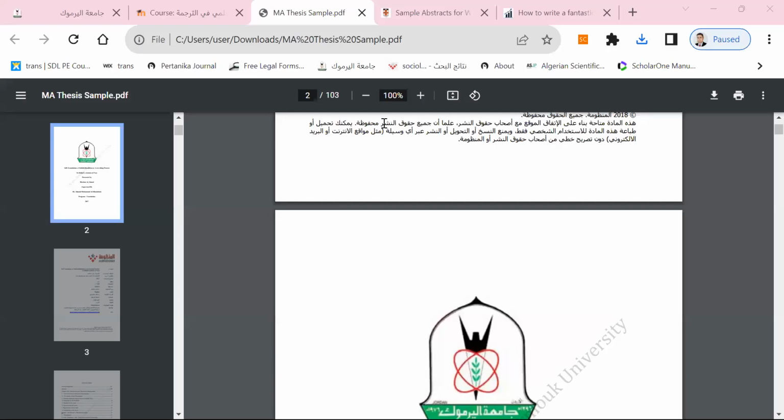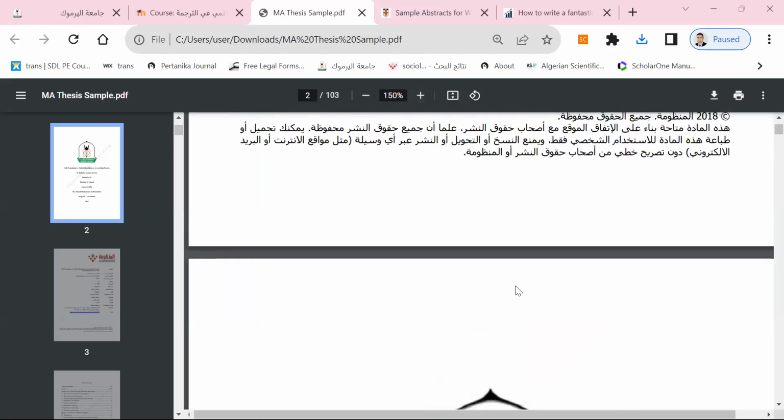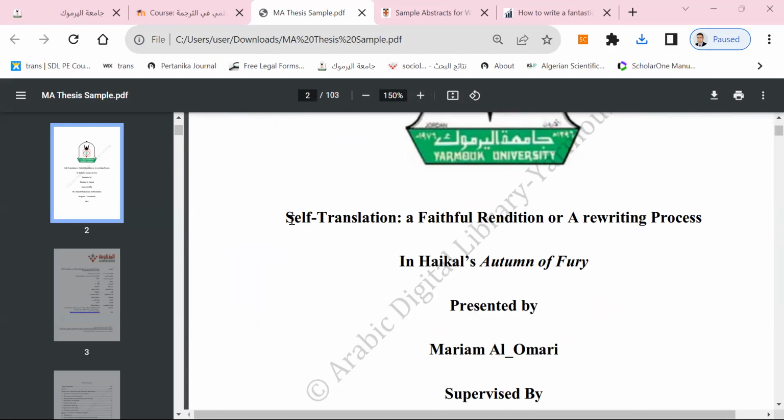Okay. Now, we will talk about the format of the MA thesis. I have an example here. Let me share this with you. This is a real MA thesis, which was written by one of my students. Her name was Maryam Al-Umari. This is the title of her thesis: Self-Translation, a Faithful Rendition or a Rewriting Process in Heikel's Ottoman or Fury.